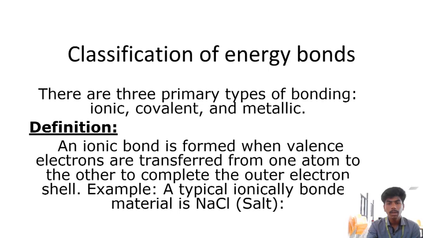Classification of energy bands. There are three primary types of bonding: ionic, covalent, and metallic. Definition: an ionic bond is formed when valence electrons are transferred from one atom to another to complete the outer electron shell. Example: a typical ionic bond is NaCl salt.